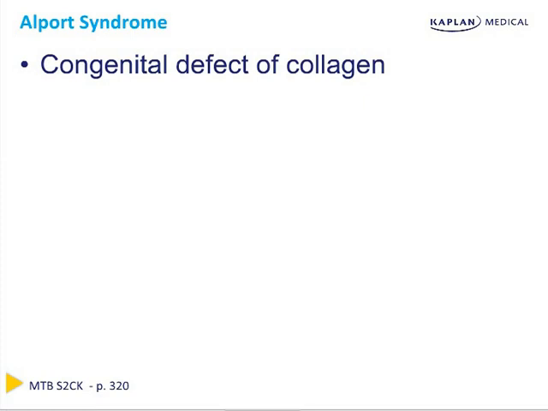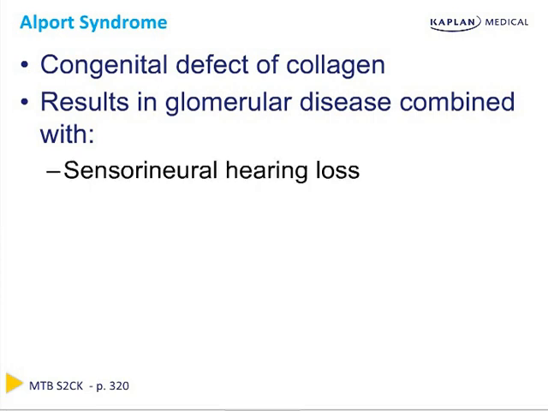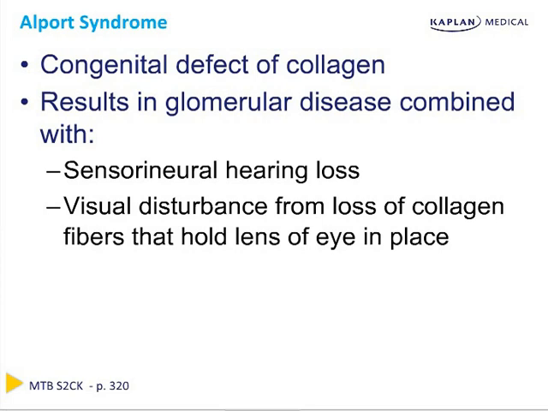Alport syndrome is a rare but commonly tested form of glomerular pathology. It results from a congenital defect of type 4 collagen, the same type of collagen that has antibodies directed against it in Goodpasture syndrome. You should think about Alport syndrome when you have a patient with symptoms of glomerular disease combined with two other key findings. Those findings are sensorineural hearing loss and visual disturbances that are caused by a loss of collagen fibers that hold the lens of the eye in place.